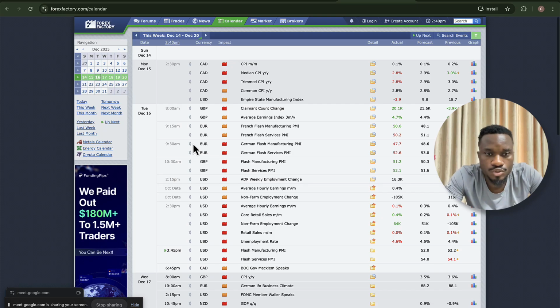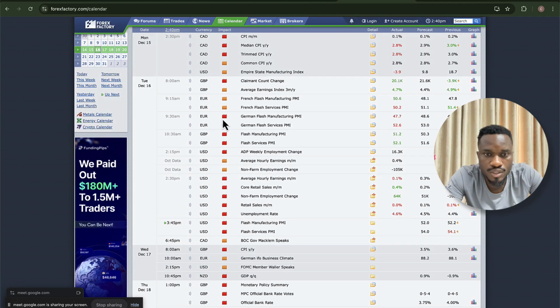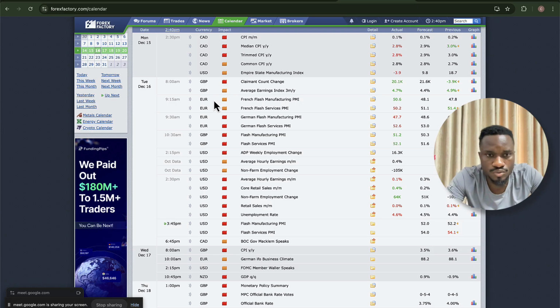Now we are on Tuesday. We have German data at 2:40. Let's refresh. Okay. The market is kind of volatile. 16th December, Tuesday, this is 2:15. This is 2:30. Oh, there is core retail sales, average hourly earnings, non-farm employment change, retail sales, unemployment rate. Wow, USD is kind of weak on retail sales and unemployment rate, and the non-farm payroll is positive, and the USD core retail is positive. So these are missed.